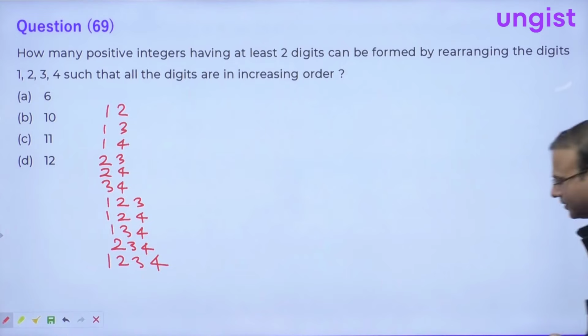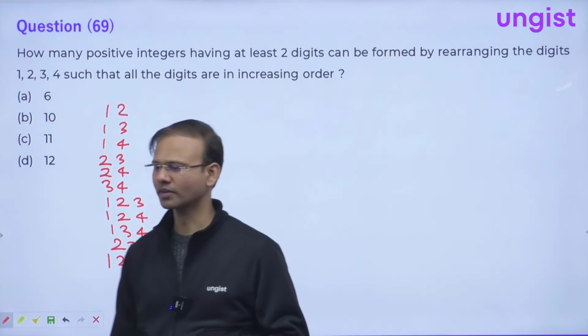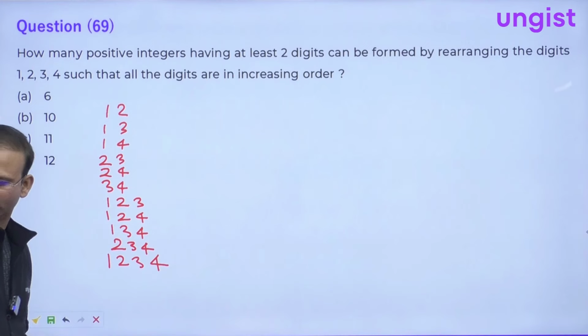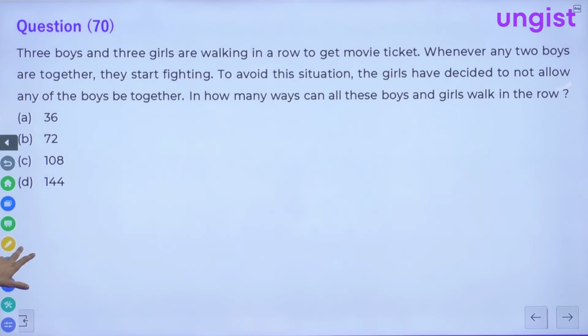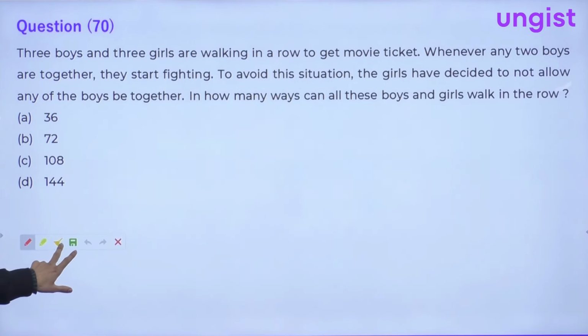Okay. All right. Shall we move, guys? Okay, chaliye. After that, the question is saying, three boys and three girls are walking in a row to get movie tickets. Whenever any two boys are together, they start fighting. Achha. To avoid the situation, the girls have decided to not allow any two boys to be together. In how many ways can all these boys and girls walk in a row?